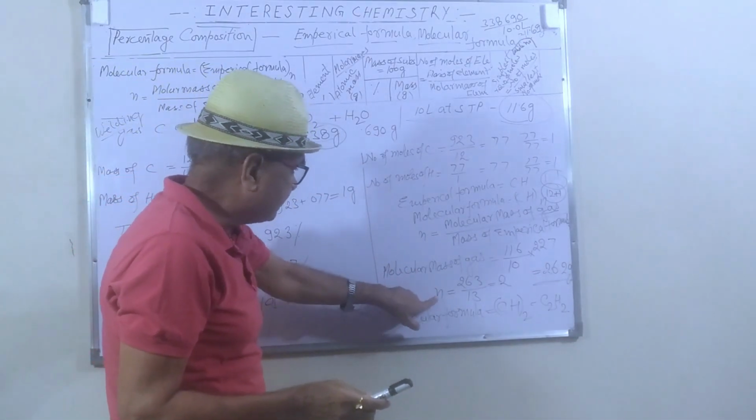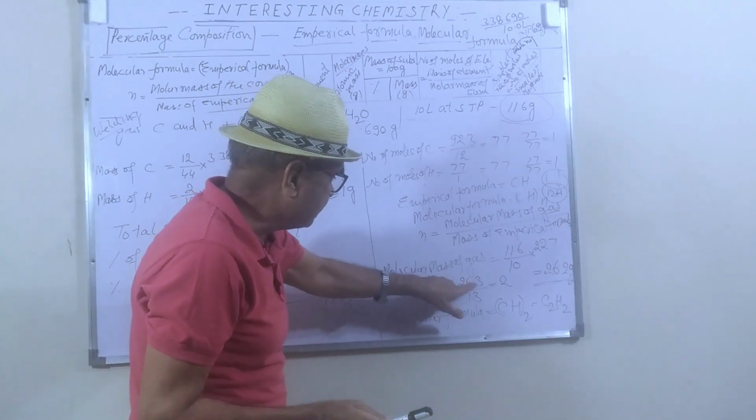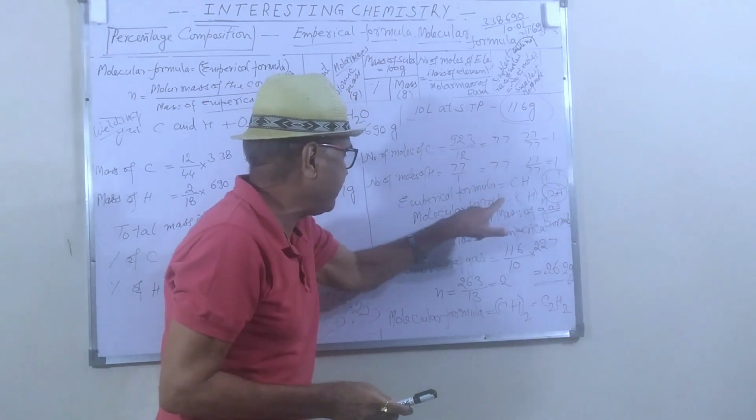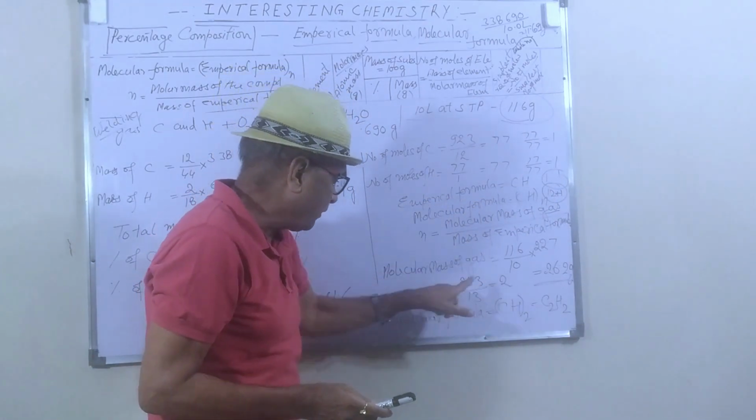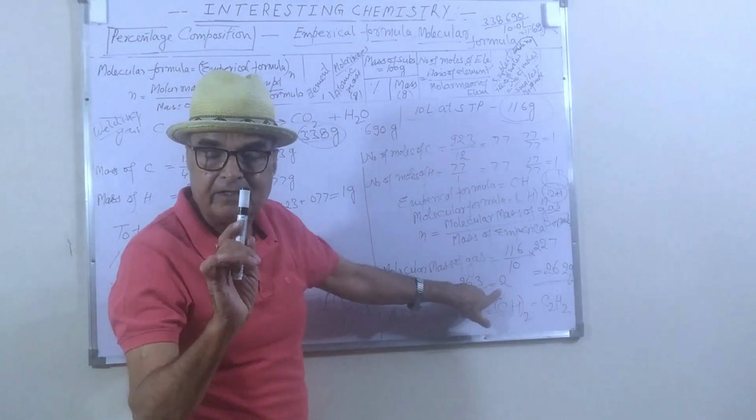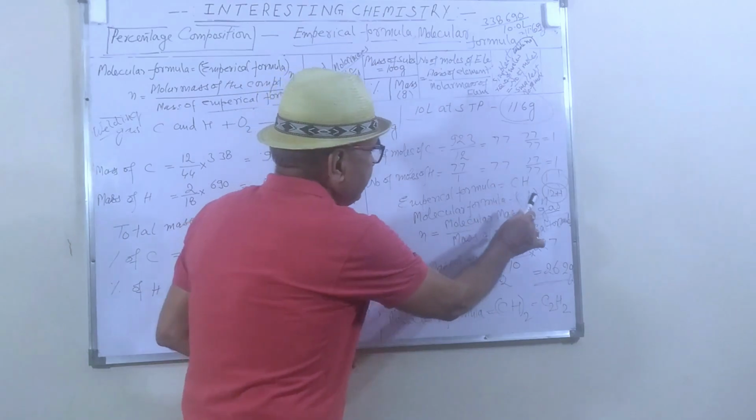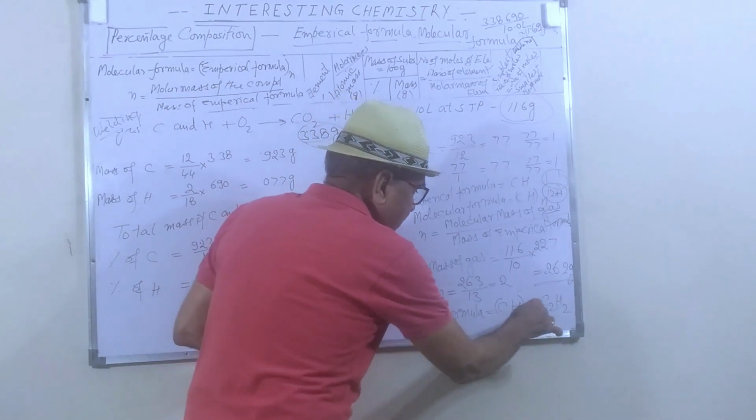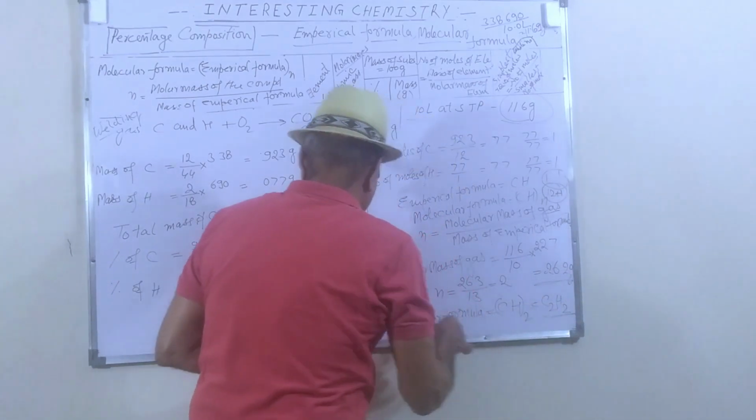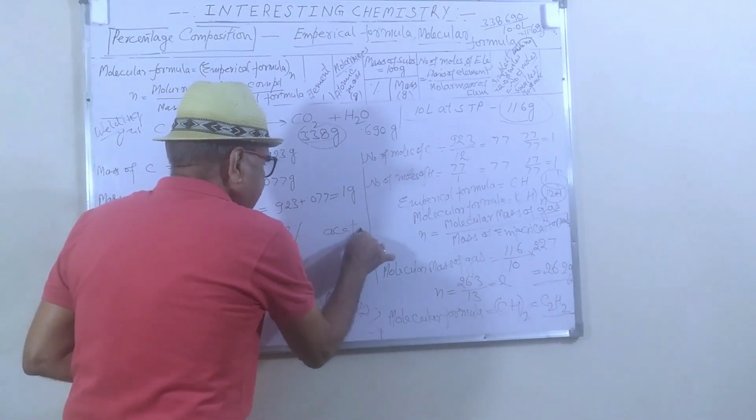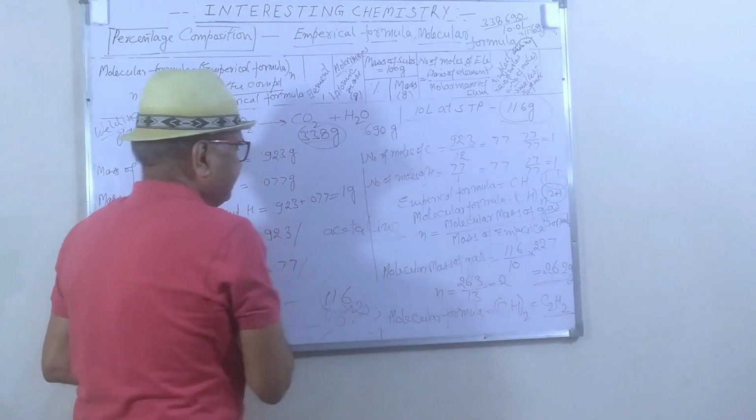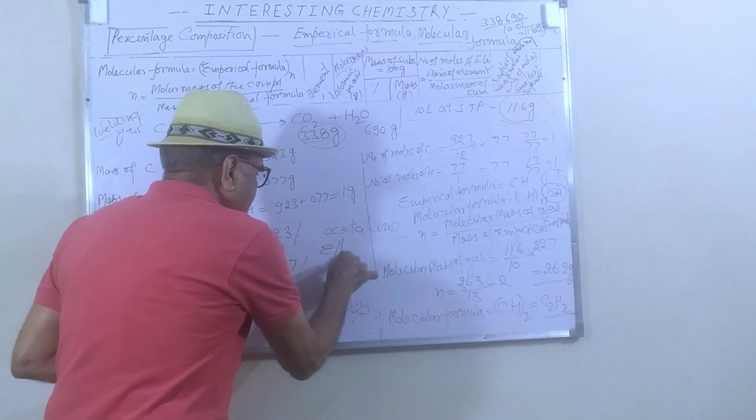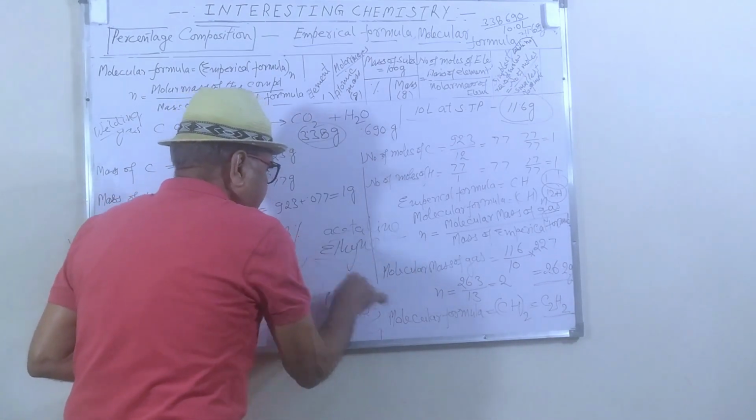So here n is equal to the molecular mass, 26.3, upon 13, which is the mass of the empirical formula. So n is equal to 2. So here CH multiplied by 2, you can write it C2H2, and this is acetylene. Or you can say it is ethyne. The IUPAC name of this gas is ethyne.